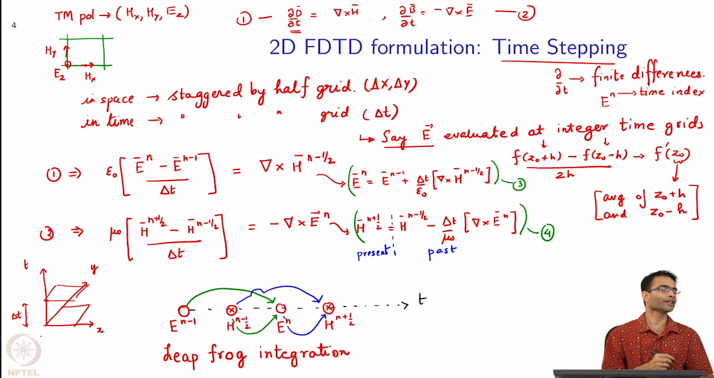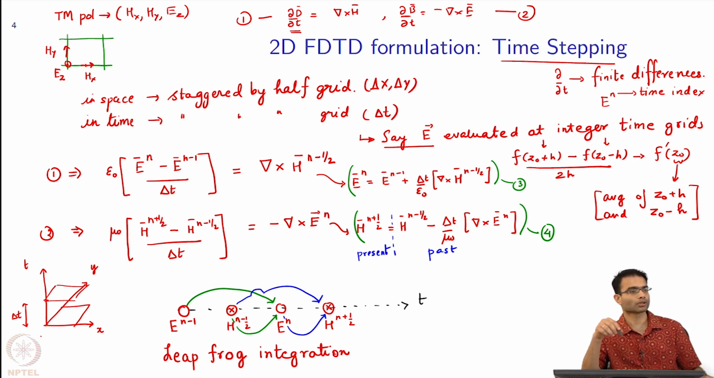So, what is the FDTD scheme all about? It is using these update equations to time step the fields and space step the fields. Okay.